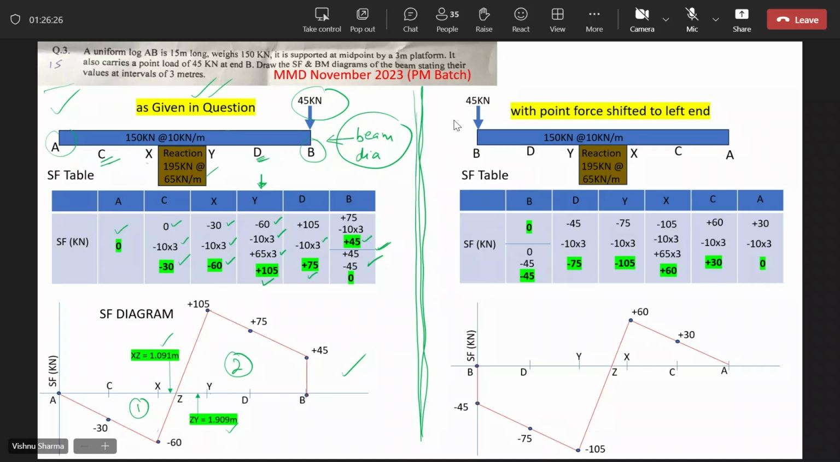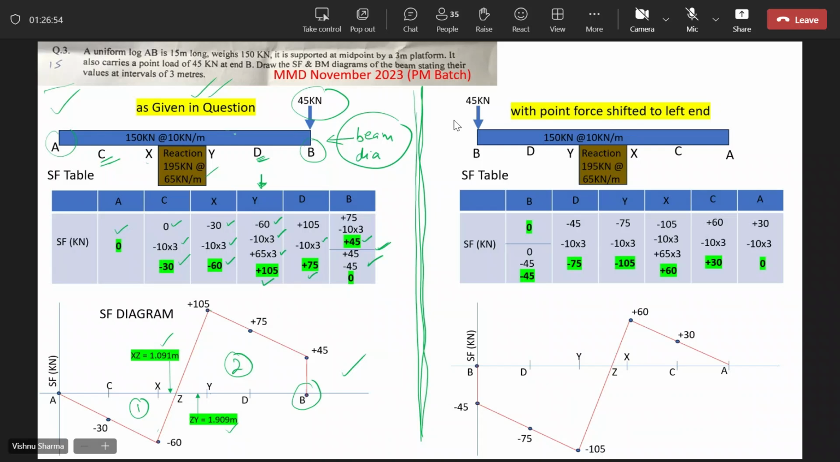Area 2 is clearly much greater than area 1. Yes or no? Yes, sir. So if you keep adding, going from left to right, the areas under the SF diagram, BM will not become 0 at B. And if BM does not become 0 at B, then the beam cannot be in static equilibrium. Do you agree? Yes or no? Yes, sir. Correct, sir.